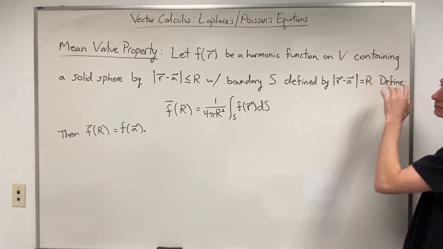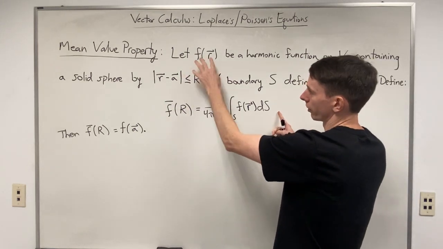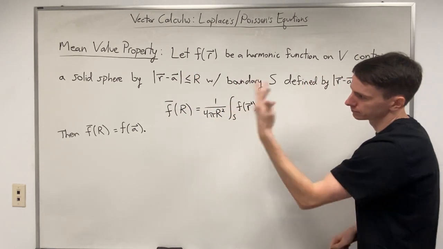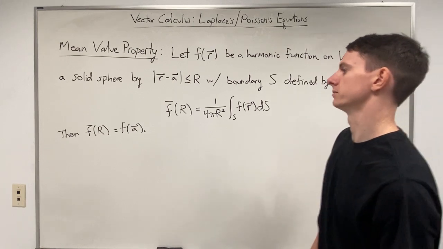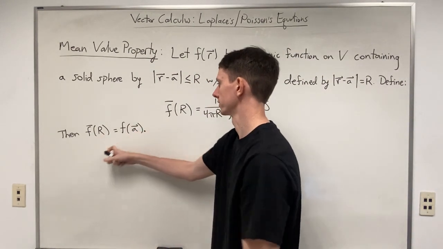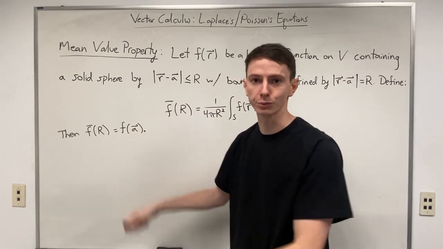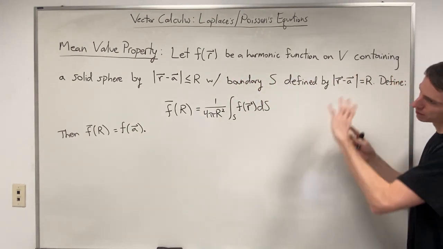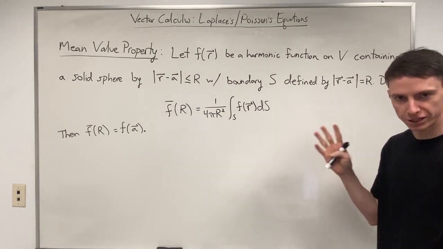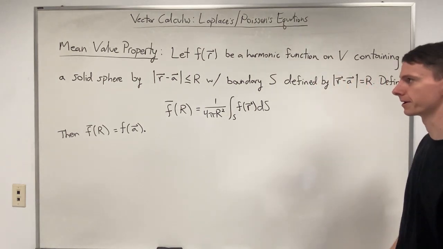We're then going to be defining some quantity being the average of our harmonic function, and ultimately what the theorem claims is that the average at the boundary of our sphere is equal to f at this value a, which is the center. Now, there's a lot going on, so I want to make sure we understand what this is saying before we go through proving it.